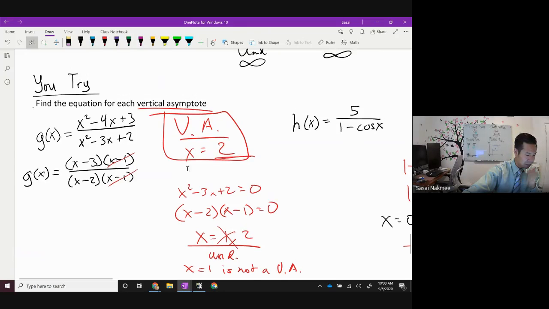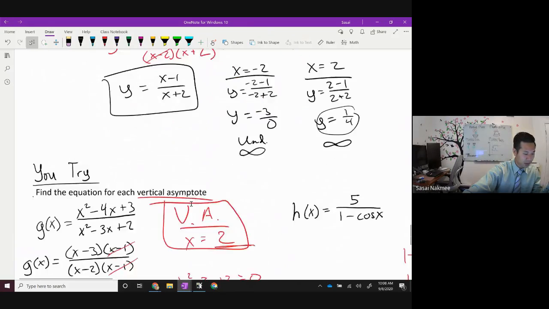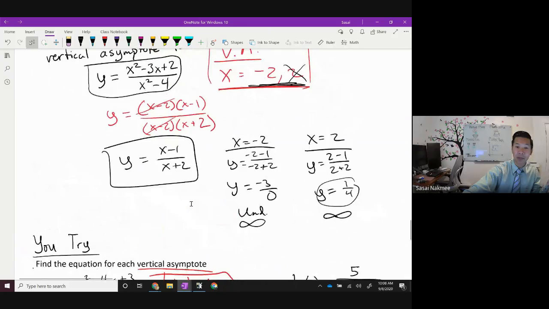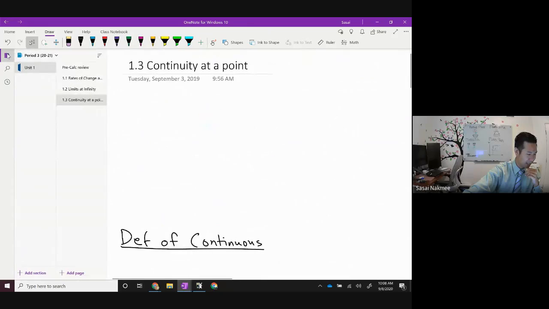All right. With that, by the way, you should be able to finish up the 1.2 homework now. You should be able to see where the vertical asymptotes are for those functions, and where the horizontal asymptotes are. All right. Okay. We're going to move on to 1.3.